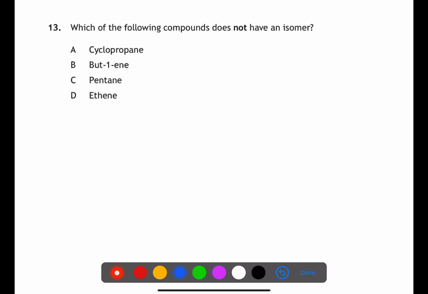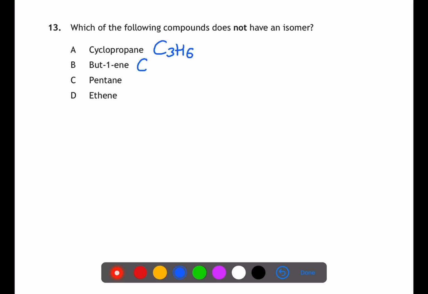Question 13. Which of the following compounds does not have an isomer? For a substance to have an isomer, it needs to be able to have the same molecular formula but different structural formula. Cyclopropane, which has the formula C3H6, can have isomers in the form of propene.